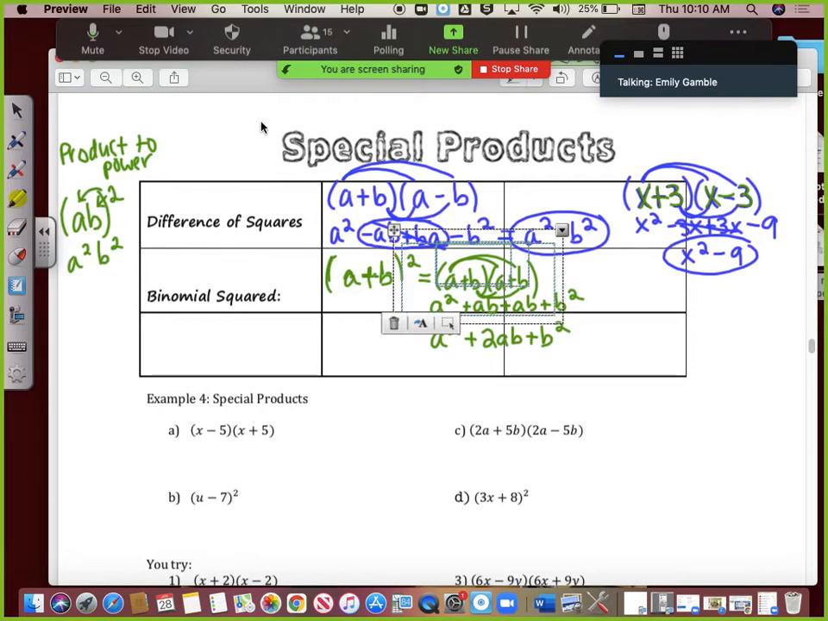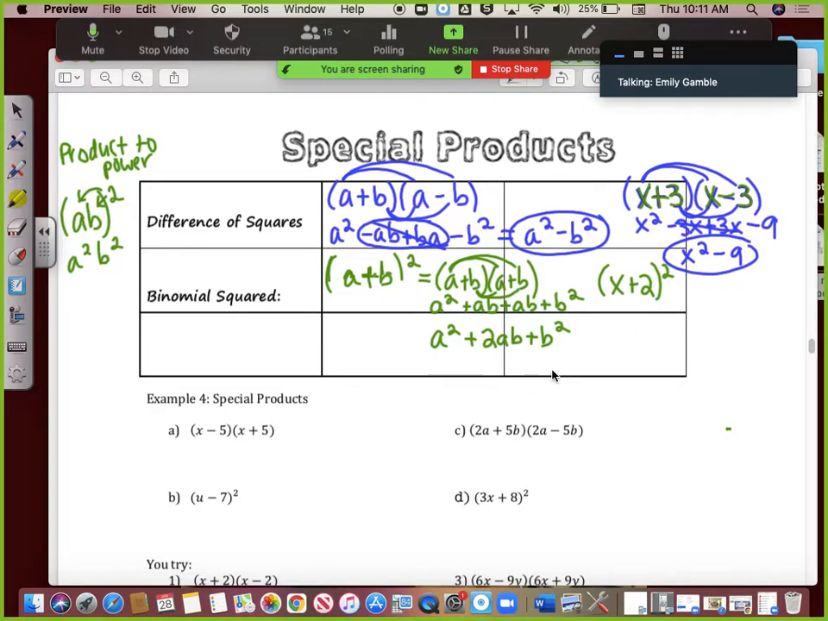With number form, so instead of using variables with numbers, I can make up anything like x plus 2 squared. X plus 2 squared will not equal x squared plus 4. It does not work that way.